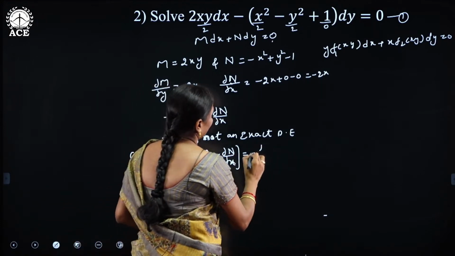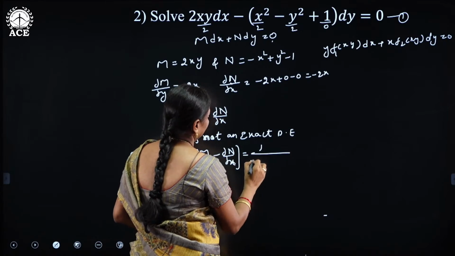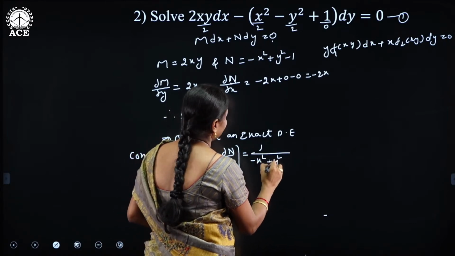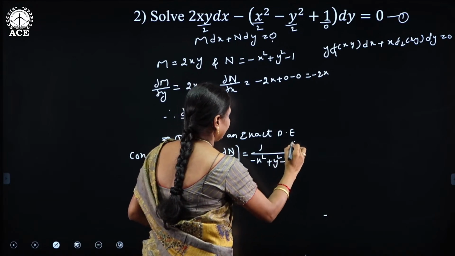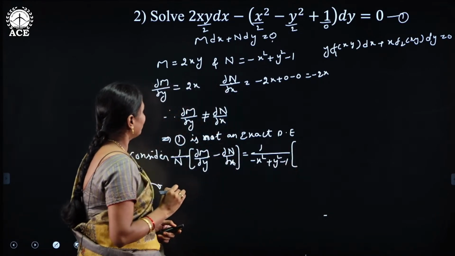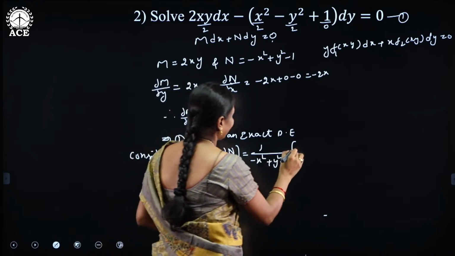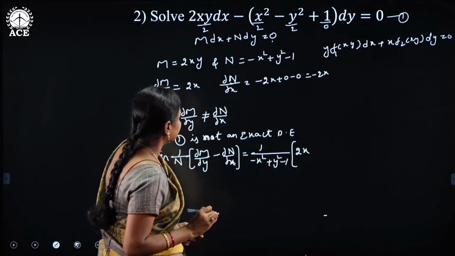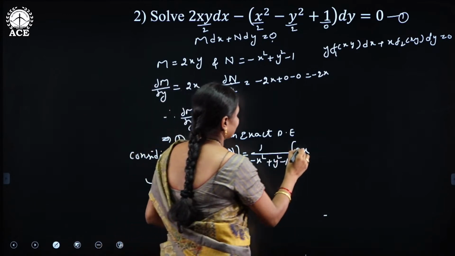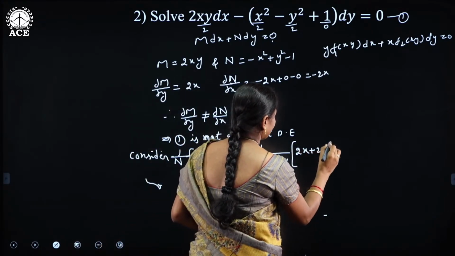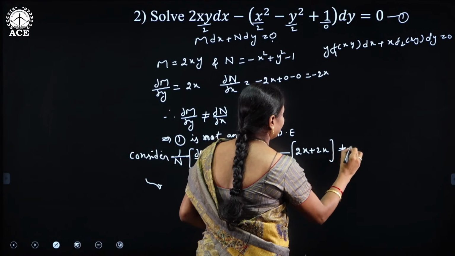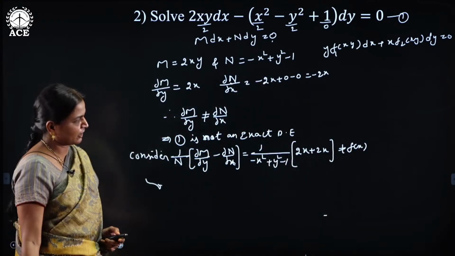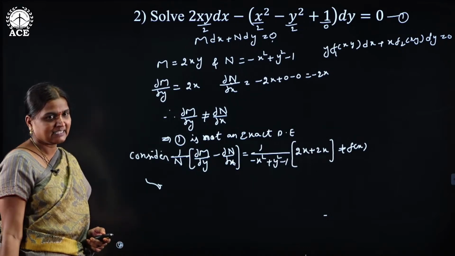What is the N? 1 by minus x square plus y square minus 1 into dou M by dou y minus dou N by dou x. What is dou M by dou y? Dou M by dou y is equal to 2x, and dou N by dou x is equal to minus 2x. So minus into minus, plus 2x, which is not a function of x alone. That means case 1 has failed.